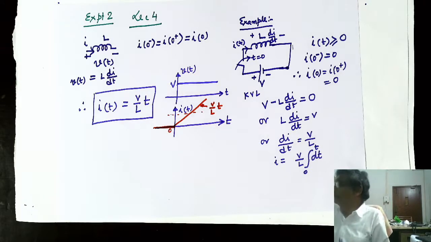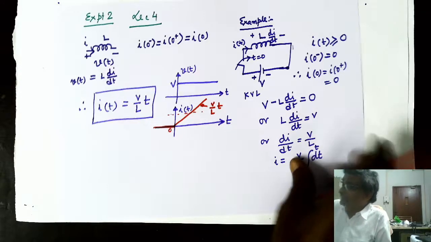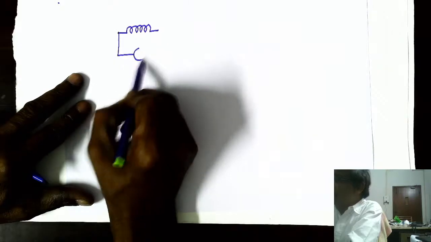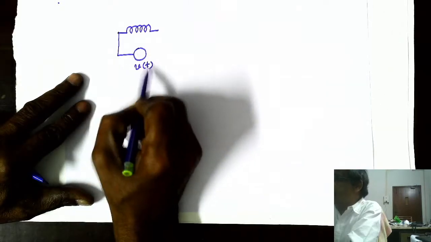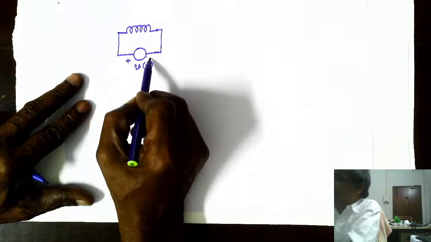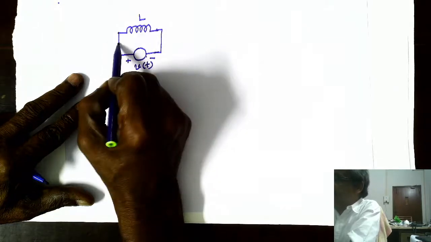Then I will slightly modify the problem now so that such a thing will not occur. For example, I say that, okay, the inductor is still there. This is the inductor, and I will apply from a source like this, plus minus. This is the inductor, this is the current I want to find out, and the source voltage.